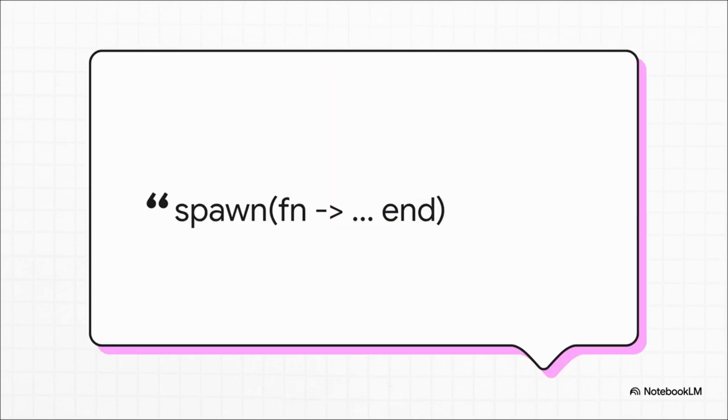And the answer is a beautifully simple function, spawn. This is basically you telling Elixir, hey, please create a brand new process for me and have it run this piece of code. And what it gives you back instantly is the PID, that unique address we need to talk to it later. With just this one line, our machine is alive.